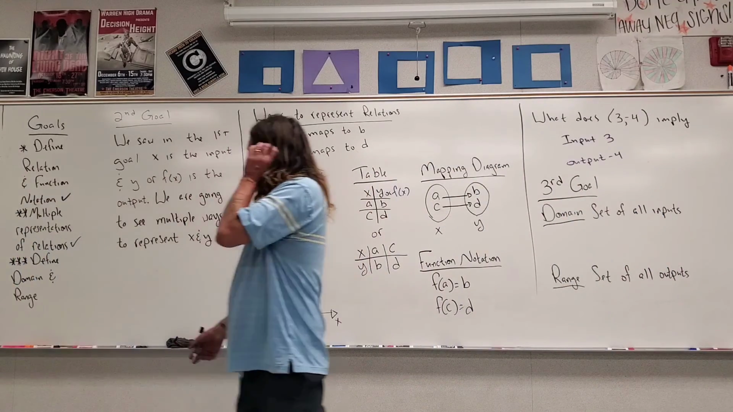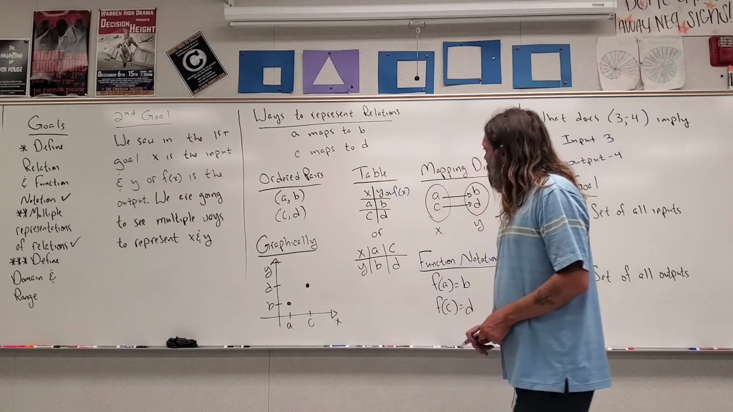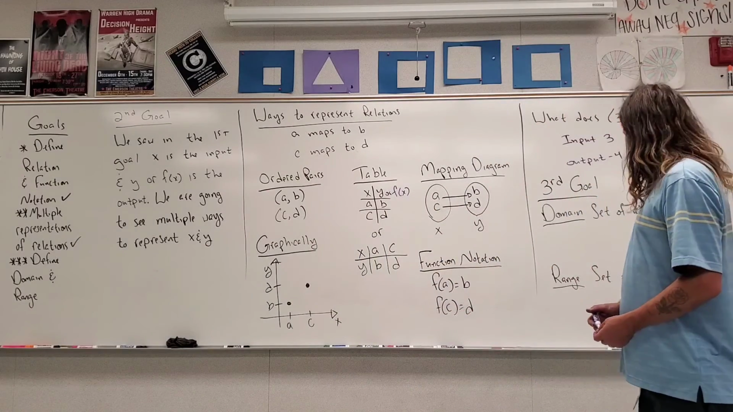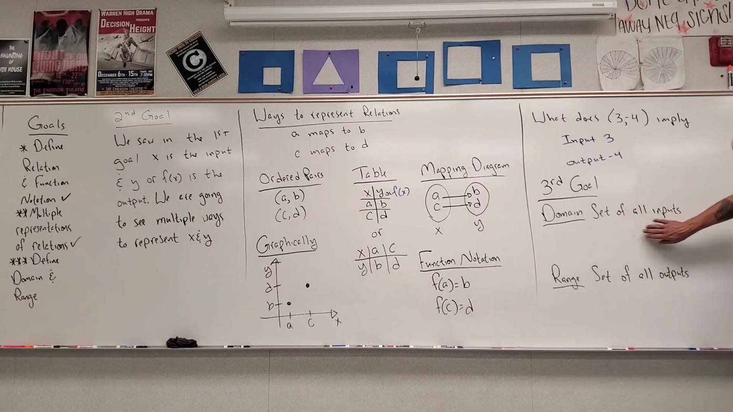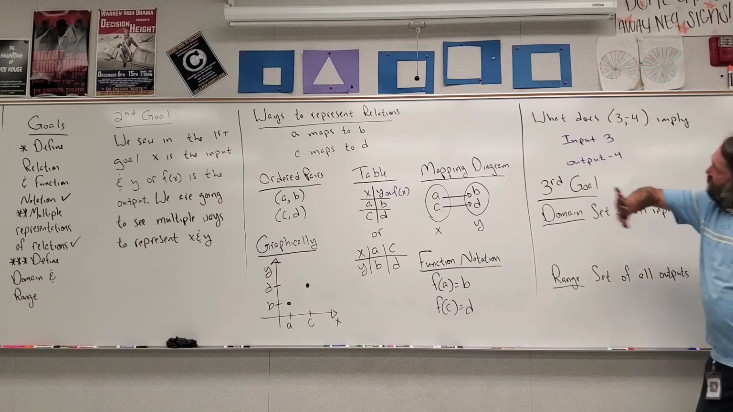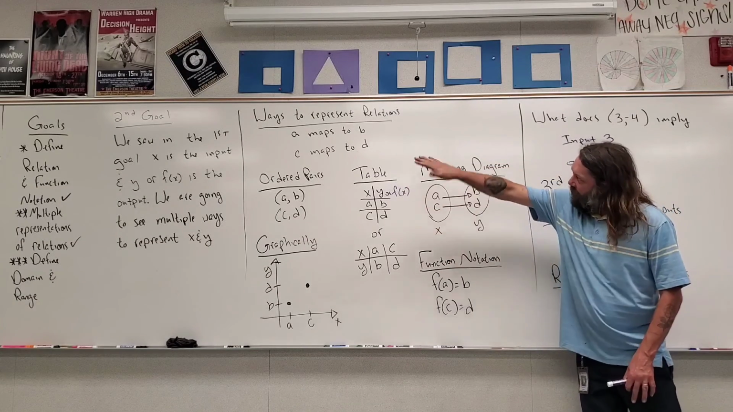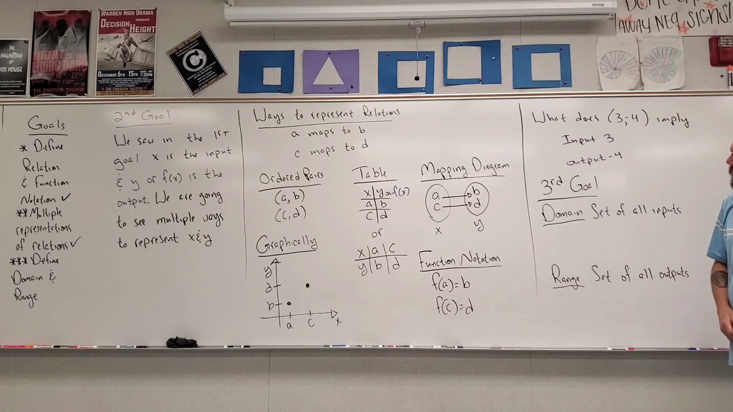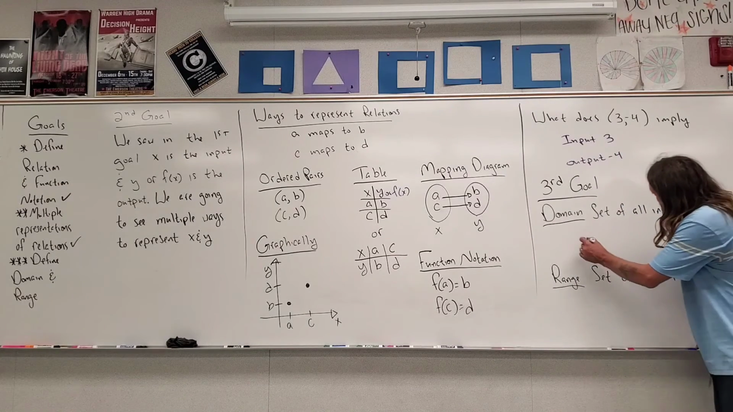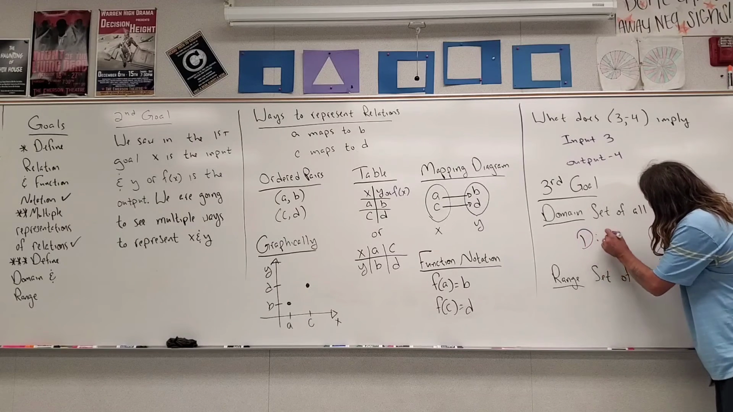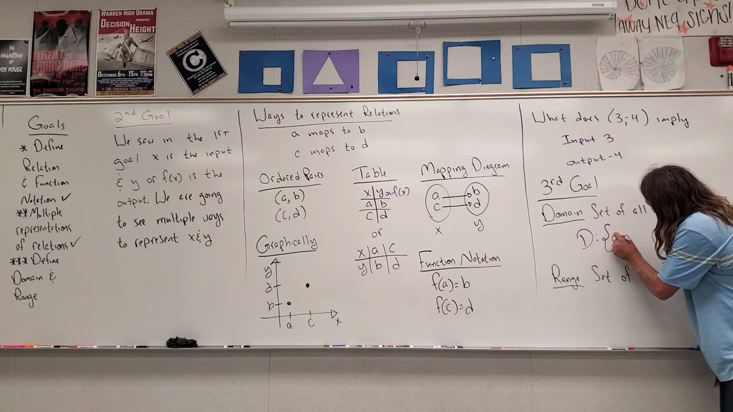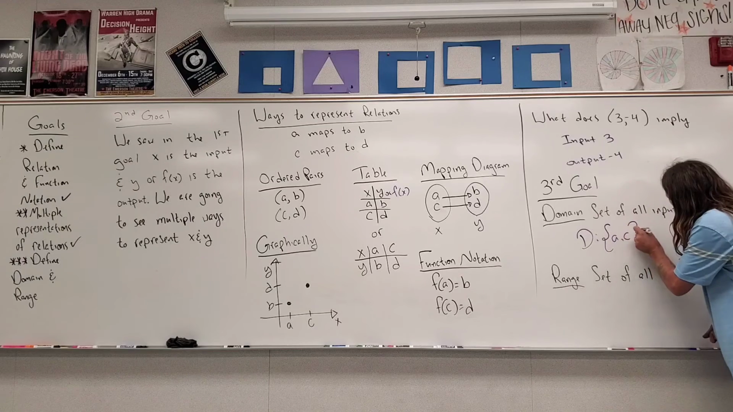All right, and I'd like to lastly talk about defining domain and range. The third goal: domain is the set of all inputs. Using this example over here, I could say that my set of all inputs would be A and C. Those are the values that we plugged in. So the domain is going to be A and C.